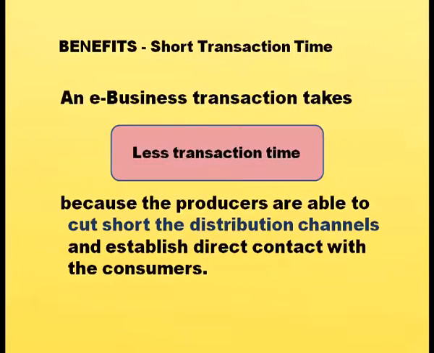E-commerce also shortens transaction time. That is, less transaction time is required with the help of e-business transactions. Because the producers are able to cut short the distribution channels and establish direct contact with the customers. The manufacturer is directly linking with the customers, or distributors are directly linking with the customers. You can eliminate all types of middlemen in the case of e-business.